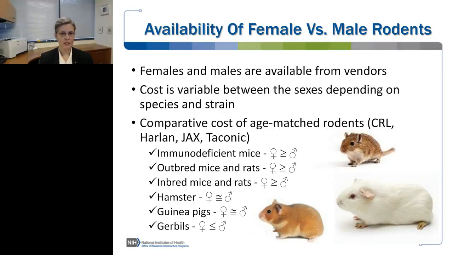And what I found is that for immunodeficient mice, outbred mice and rats, and inbred mice and rats, female animals were either comparable in cost or a little more expensive than the males, again, depending on what age you were looking at. For hamsters and guinea pigs, male and females had relatively comparable costs across lifespan, whereas gerbils, the female animals, were either less expensive or comparable in cost to the males. And again, this was just a very informal look at what the cost comparisons were.